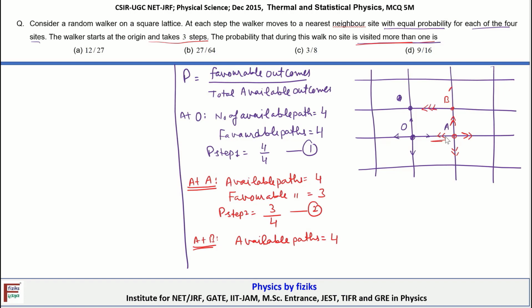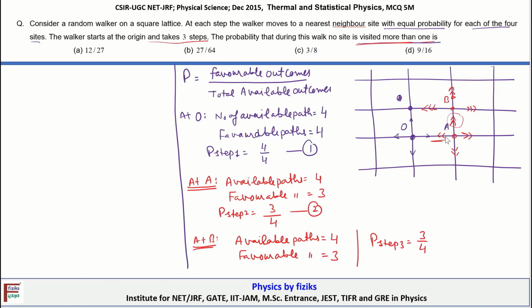There will again be 3 favorable paths, which will ensure that it will not repeat its journey along the previously traveled path. So it cannot move along this direction. So the favorable paths here will be three again. And the required probability of executing step 3, P step 3, will be 3 divided by 4, because all these 3 steps are completely independent of each other.